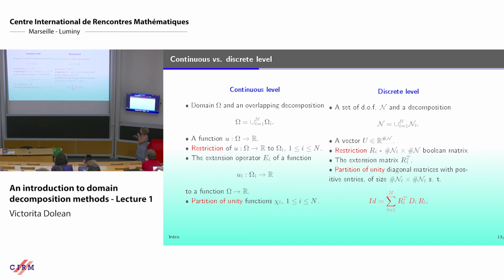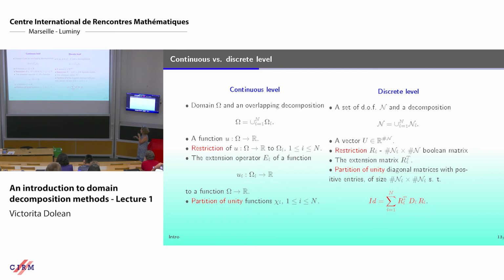Instead of having a function, here you have a vector of unknowns, and then you have the restriction. The corresponding restriction operator is simply a restriction matrix. It's a Boolean matrix, the rectangular one, and you have the extension matrix. The partitions of unity are diagonal matrices with positive entries.